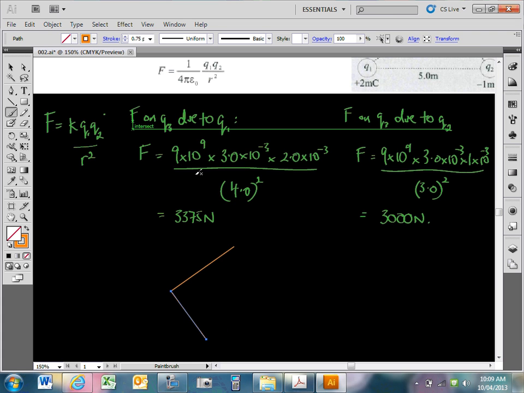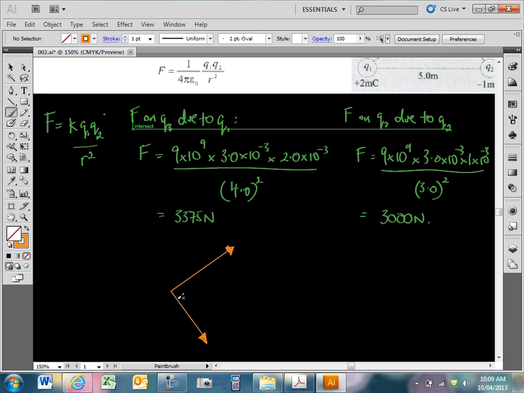Better draw arrows. A couple of people have forgotten in the test. I have started marking the test, I haven't finished marking it. Don't forget to draw the arrows, otherwise I don't know what it is. It's just a line. It's not a vector if it doesn't have an arrow on it.